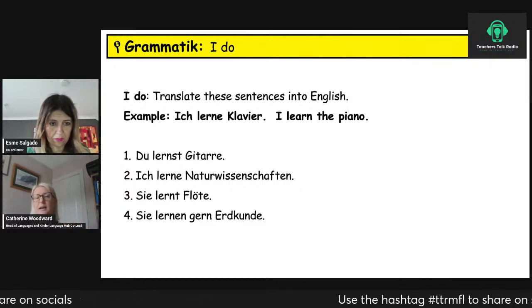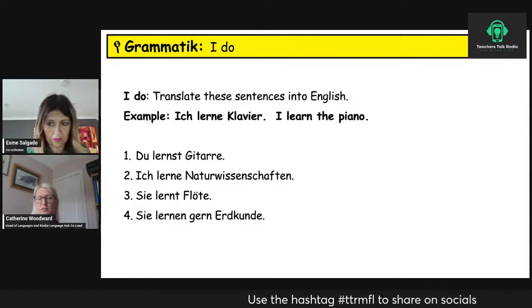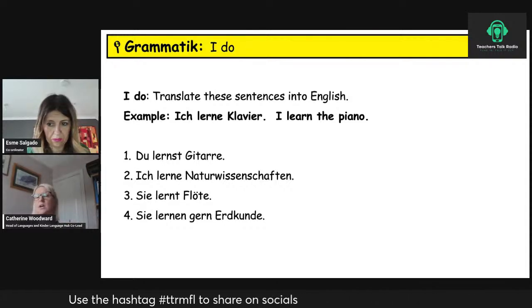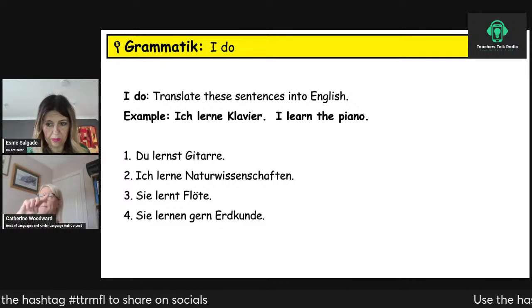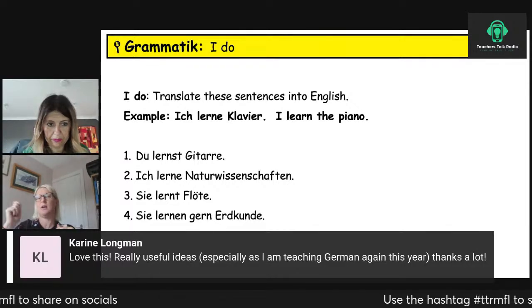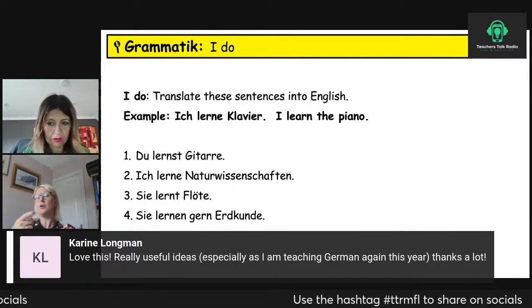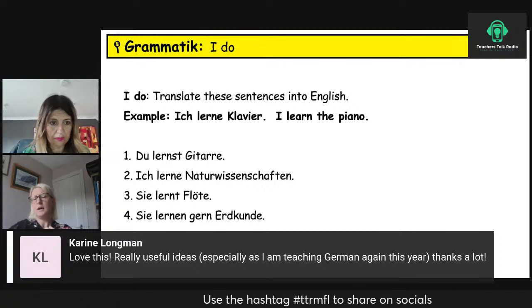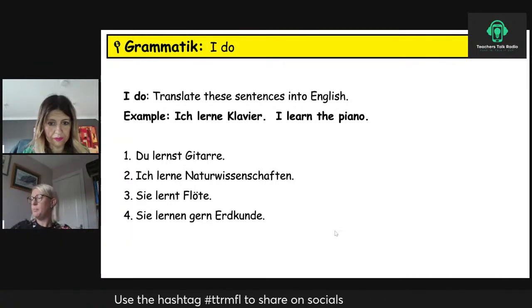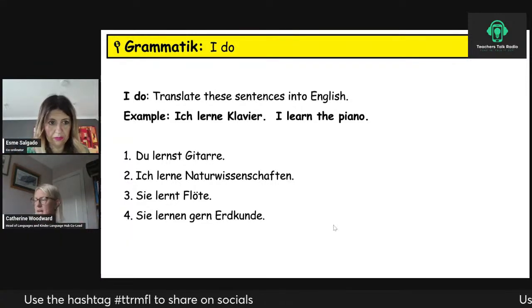So I would have ich lerne Klavier, and I would talk through my thought process. So I know ich means I, I can see lerne has an e on the end, so that must be our flower pattern. That's absolutely right. So this means I learn the piano. I'd also probably pick up the misconception here that Klavier in English, we would say the piano, but you don't in German. So we don't need that extra word.